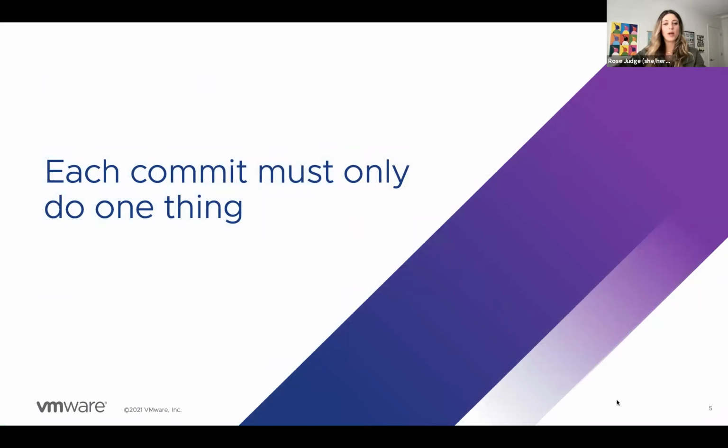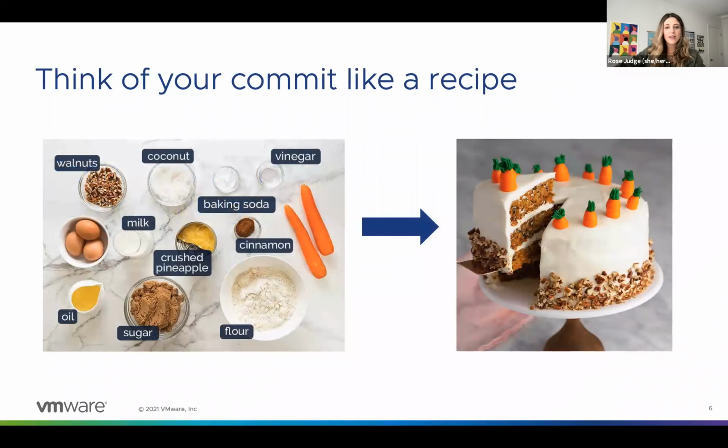So what exactly do I mean when I say each commit must only do one thing? How do we determine what that one thing is? And how do we encourage other contributors to do the same? So at a high level, I want you to think of a commit like a recipe.